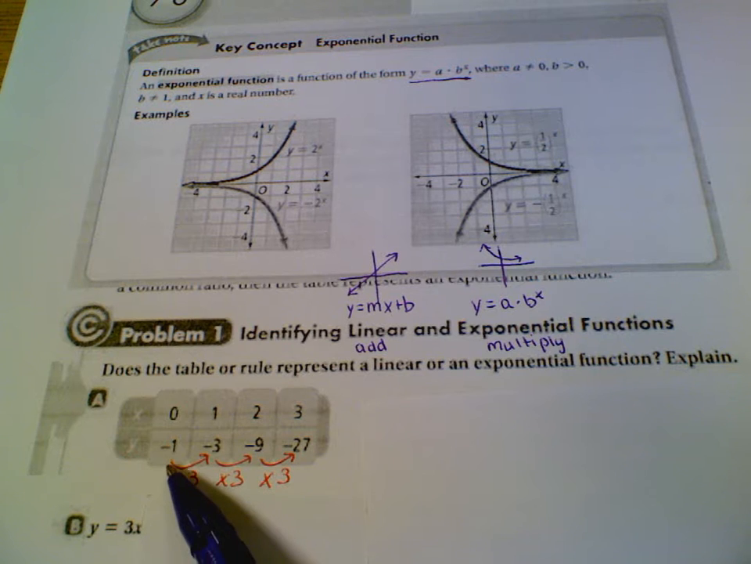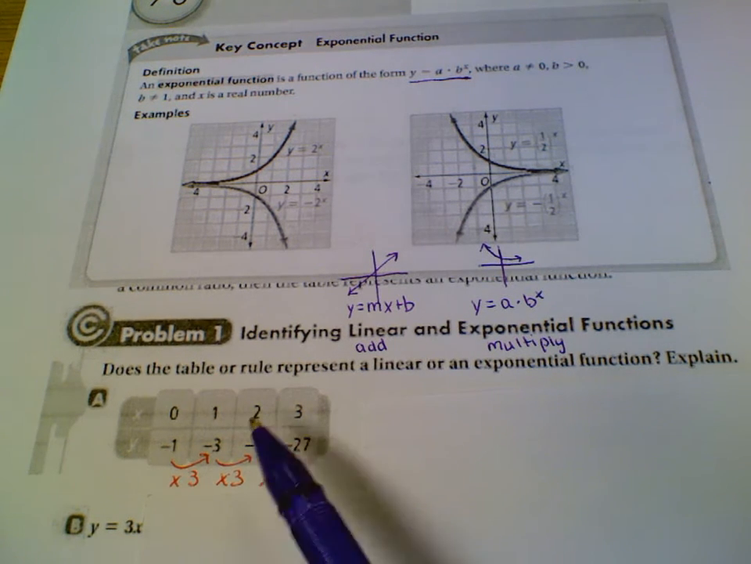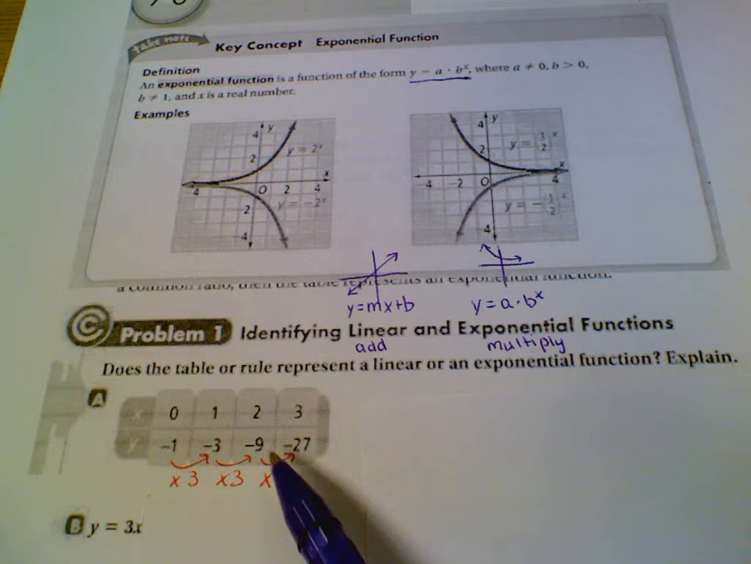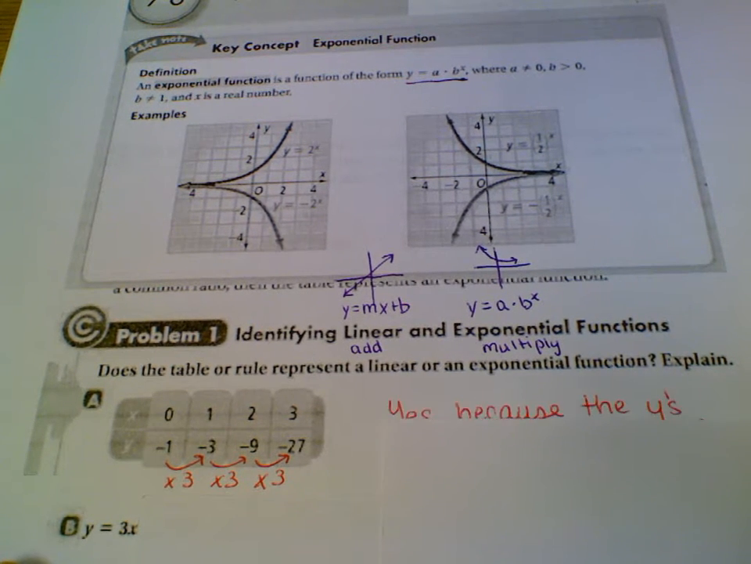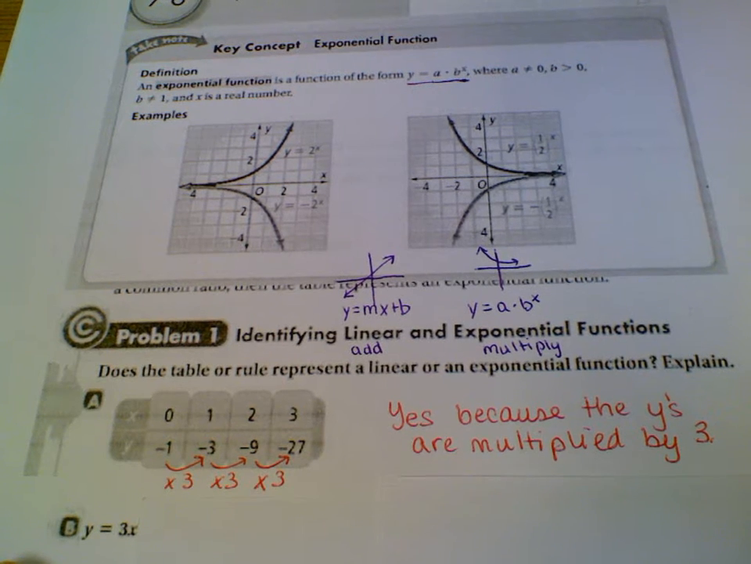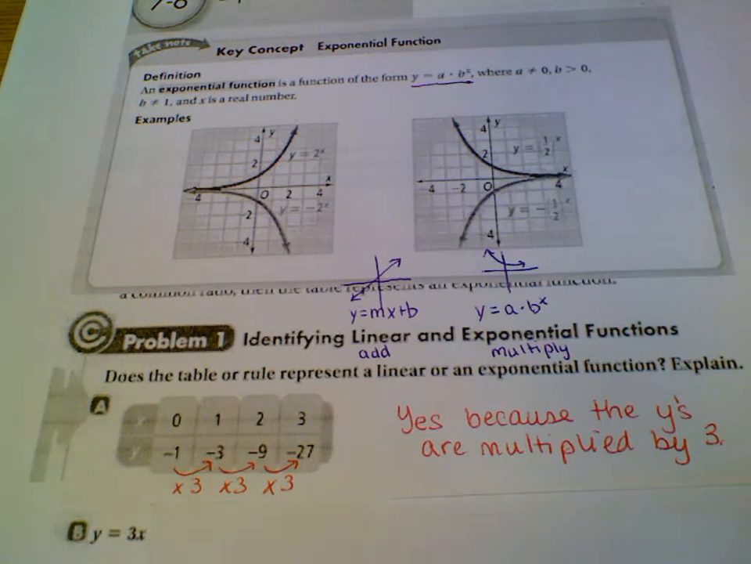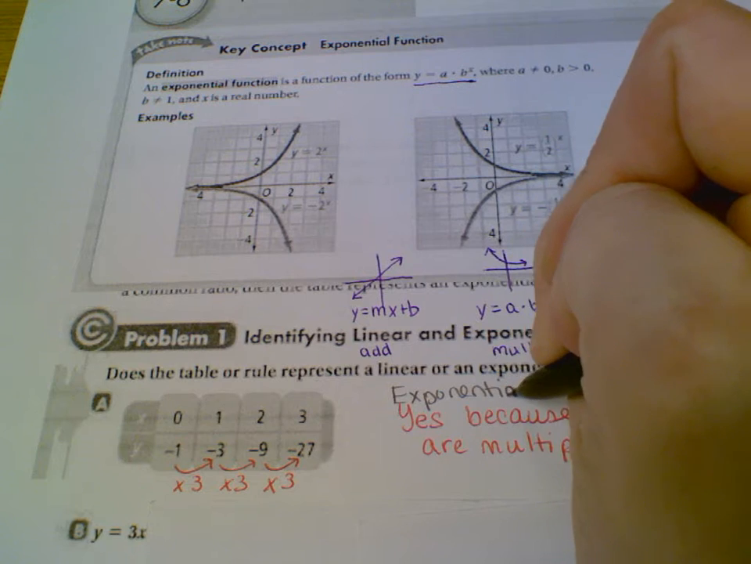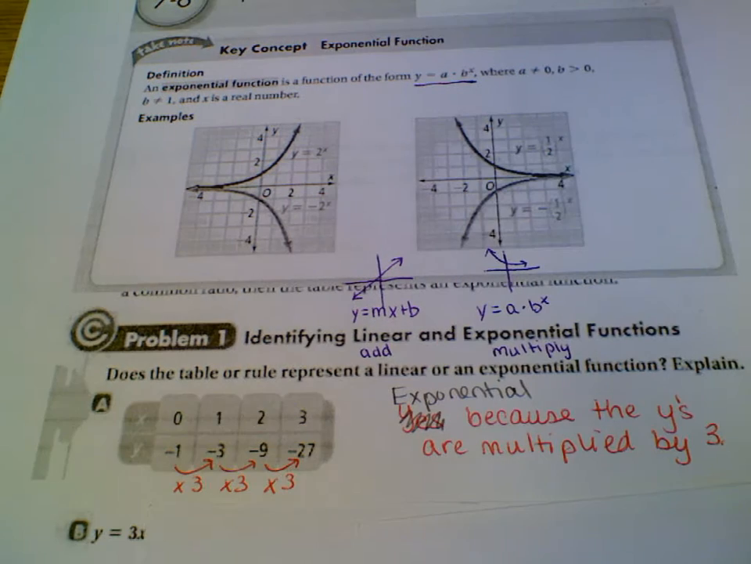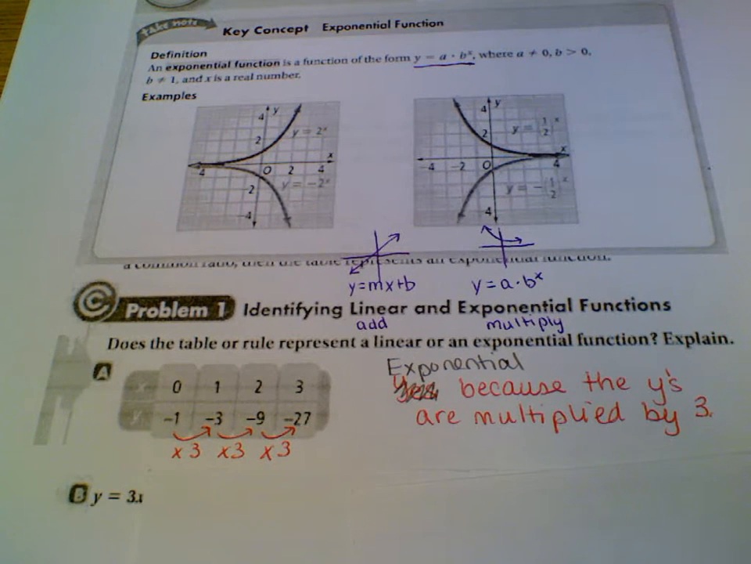I do also notice that I could multiply. So I could take -1 times 3, and then I could take -3 times 3, and then -9 times 3. Notice that it stays consistent in that pattern. Since I'm multiplying every time, this is an example where I am exponential. And the reason you are exponential is because the y's are being multiplied by 3 every single time.